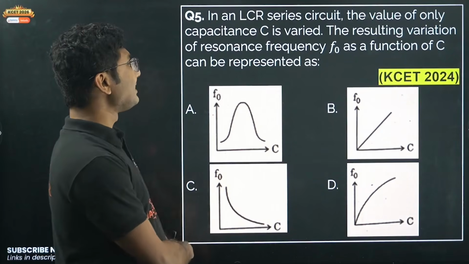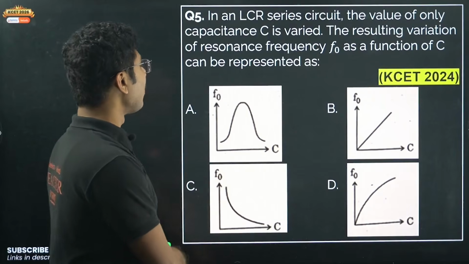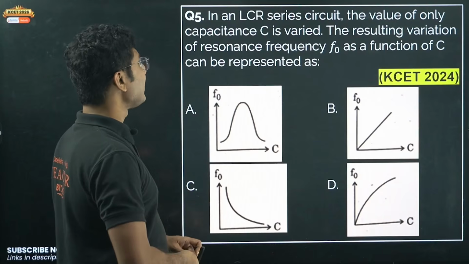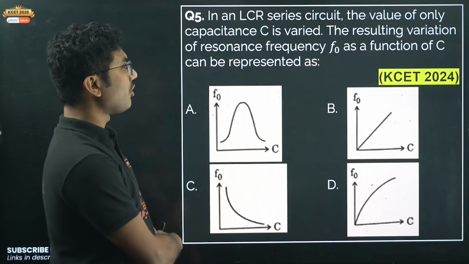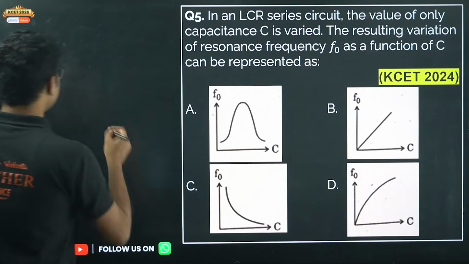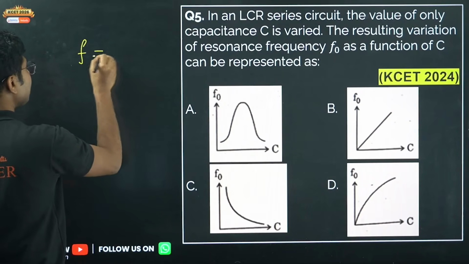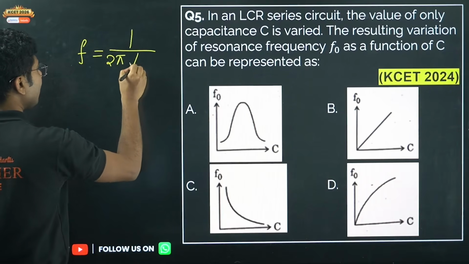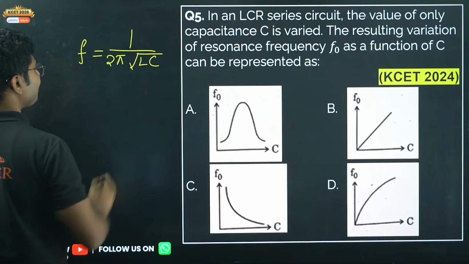In an LCR series circuit, the value of only capacitance C is varied. The resulting variation of the resonance frequency f0 as a function of C can be represented as. So what is the resonance frequency? Resonance frequency is given by 1 by 2 pi square root of L into C.